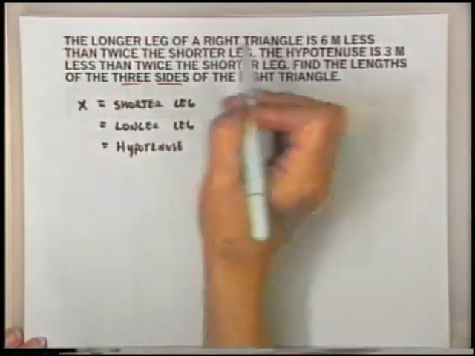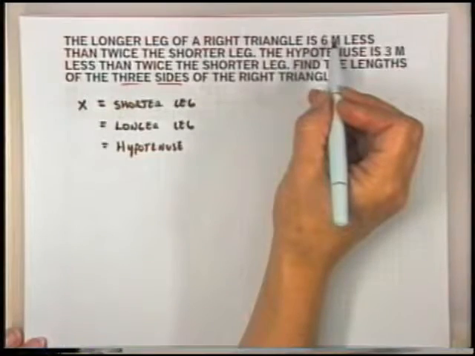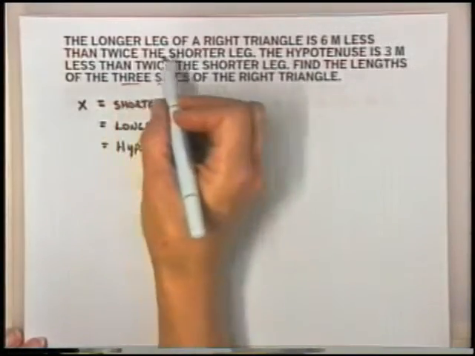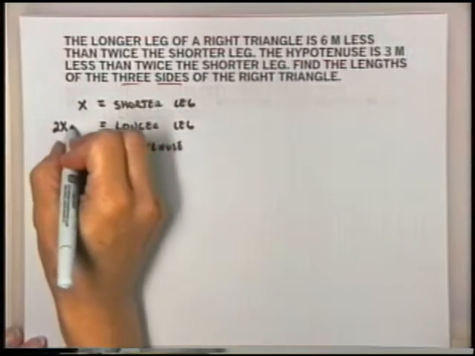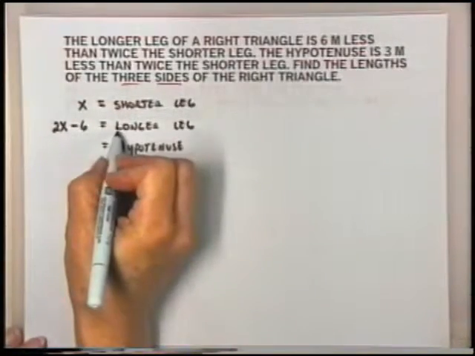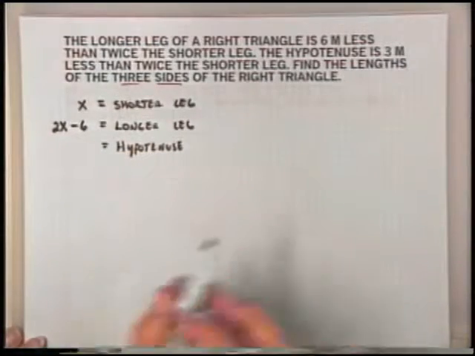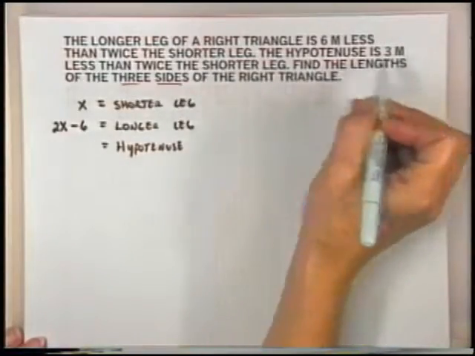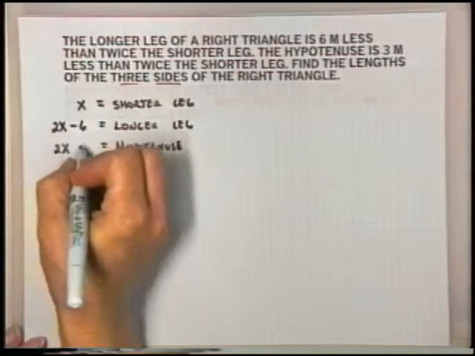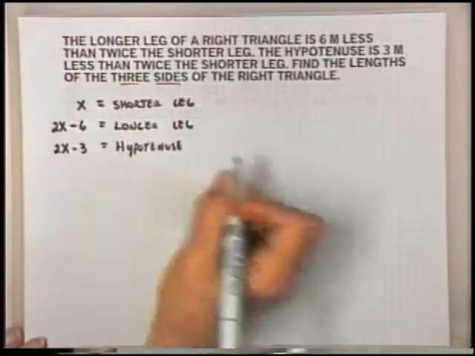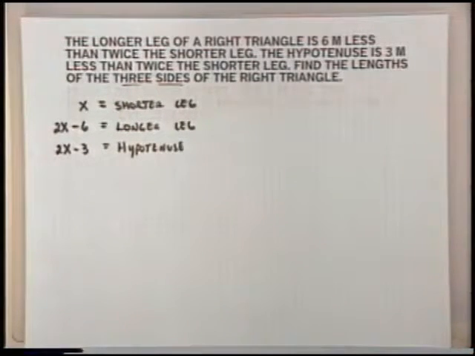Let's go back. The longer leg is 6 meters less than twice the shorter leg. We need to take 6 meters away from twice the shorter leg. Twice the shorter leg would be 2x. We're going to take away 6 meters. Our longer leg is 6 less than twice the shorter leg. The hypotenuse is 3 meters less than twice the shorter leg. So, in a similar manner, we have twice the shorter leg, take away 3.